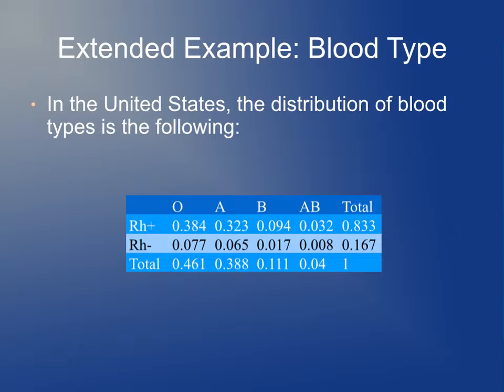Now, a slightly more complicated example. Let's look at blood types in the United States. This table shows the approximate distribution of blood types. About 38.4% of the U.S. population has O positive blood, about 32.3% have A positive, about 7.7% has O negative, etc., etc. So let's use this table to calculate certain probabilities, and let's verify that these probabilities are what our rules say they should be.